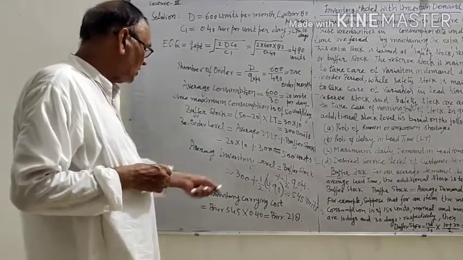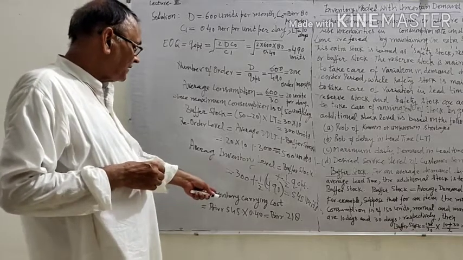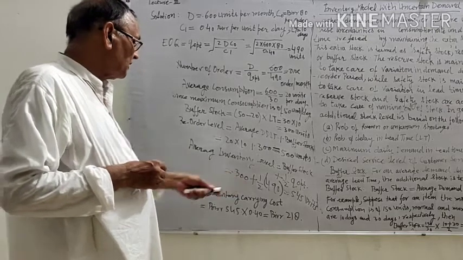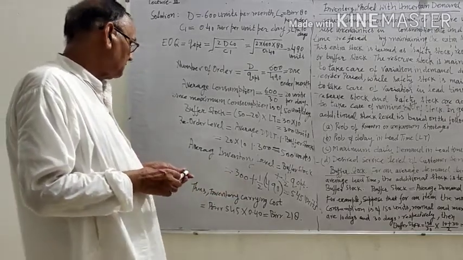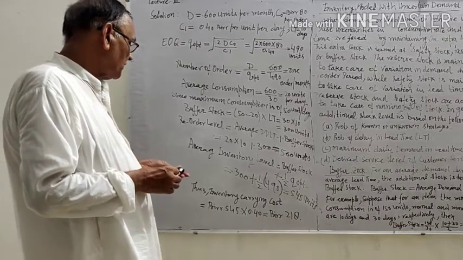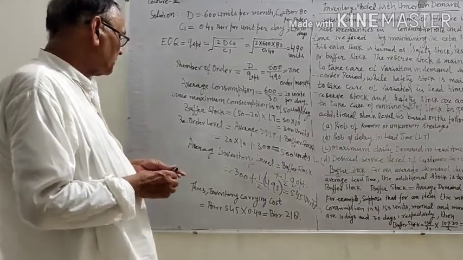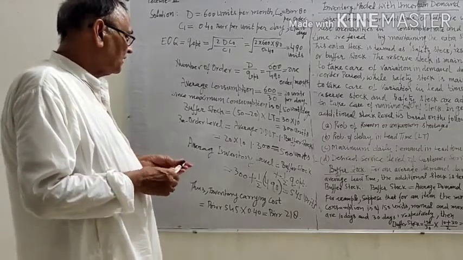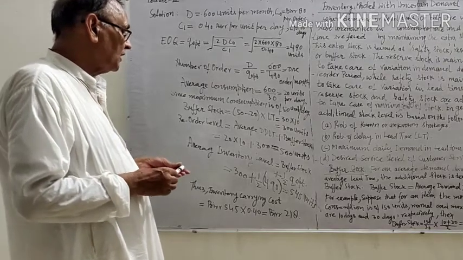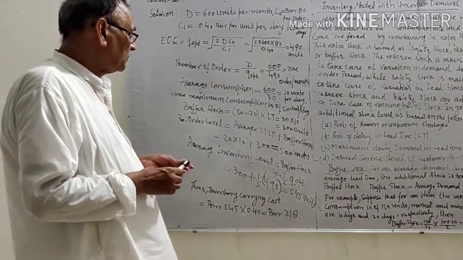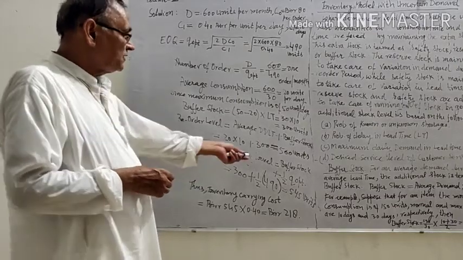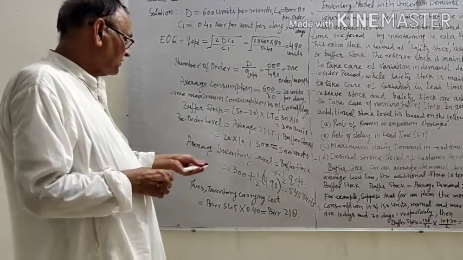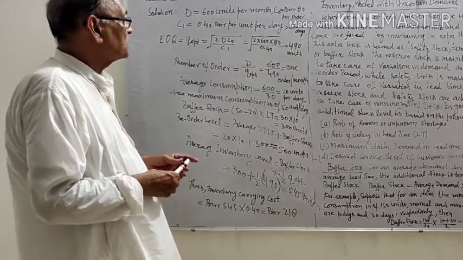Thus the inventory carrying cost will be 545 into 0.40, which is equal to 218. So this is the inventory carrying cost, because we have to pay the inventory carrying cost on the total inventory, including the optimum value of the inventory plus buffer stock. Average inventory is half Q optimum. So thus the inventory carrying cost is this. This is the solution of the problem.